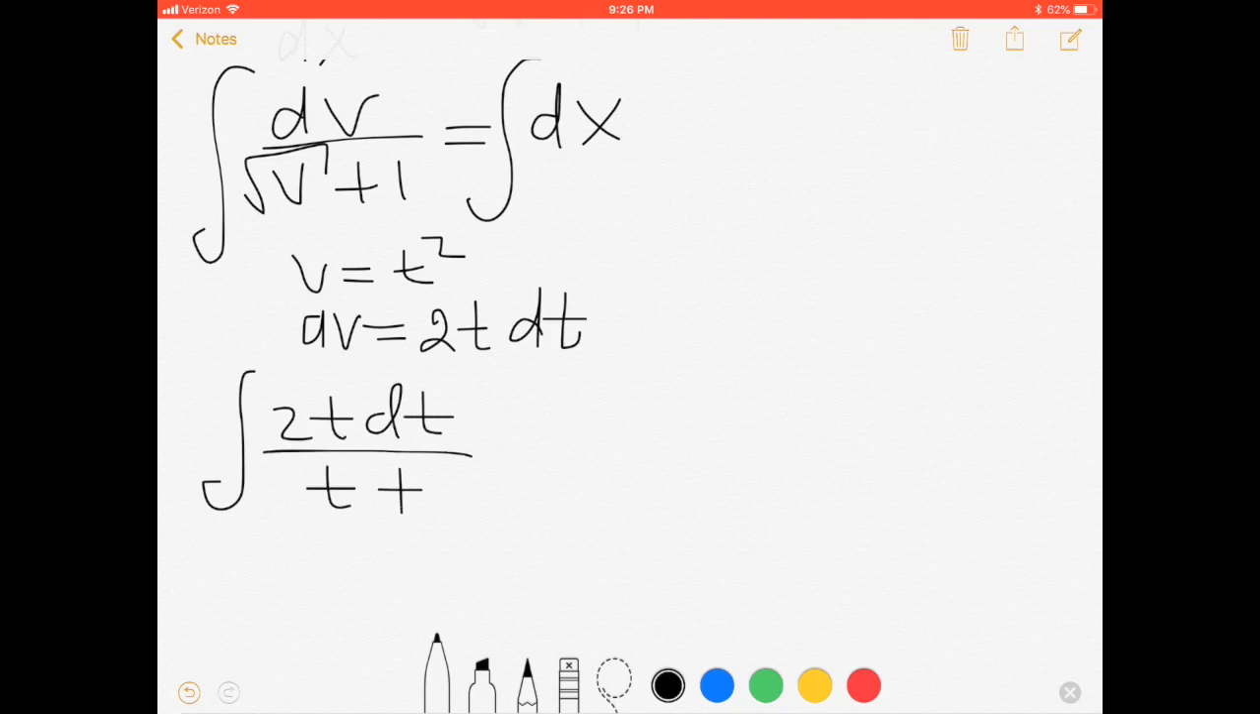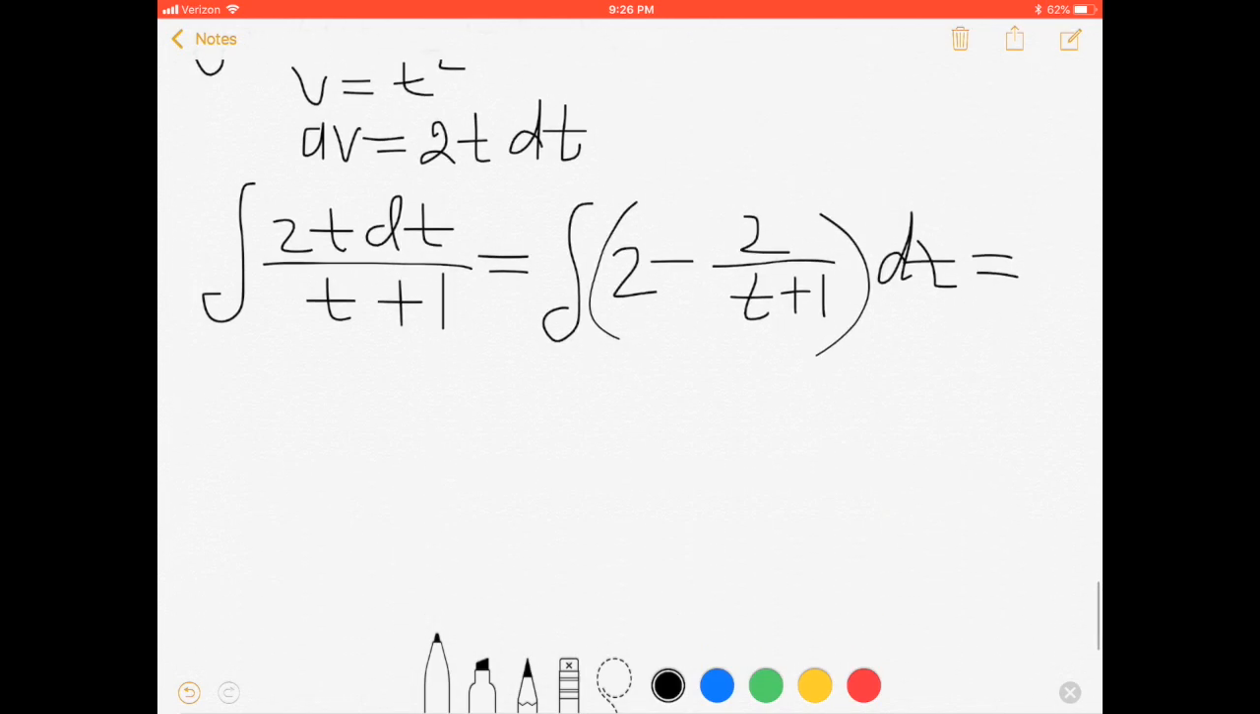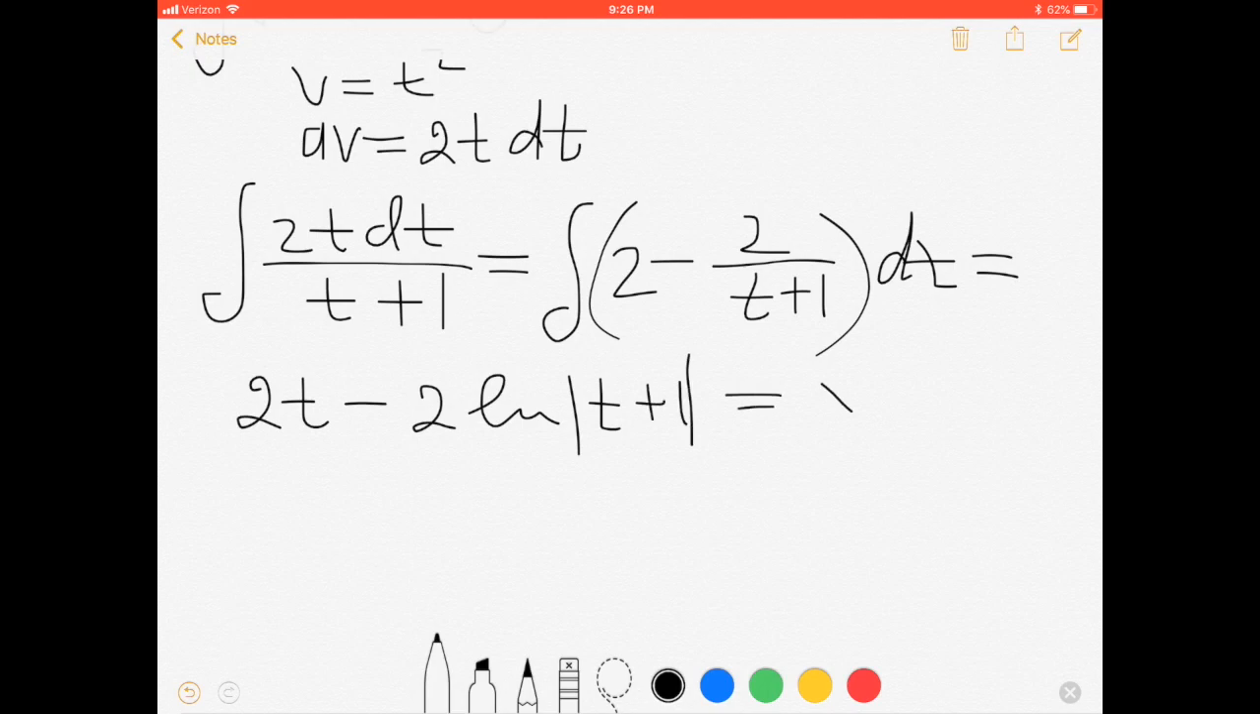over t plus 1. Here it gives us the integral of 2 minus 2 over t plus 1 dt. This will be 2t minus twice natural log of t plus 1, and all of this is equal to x plus c.